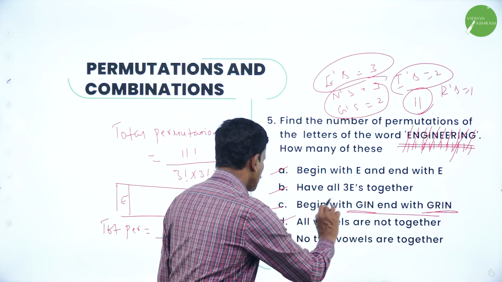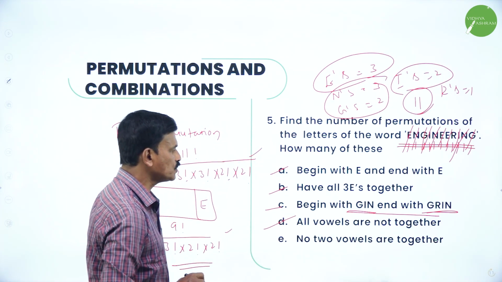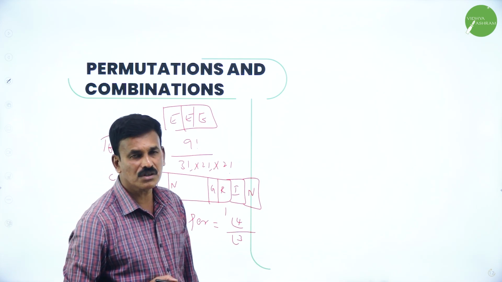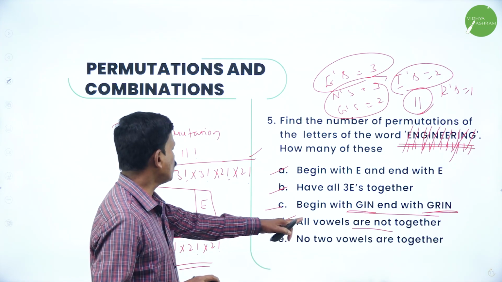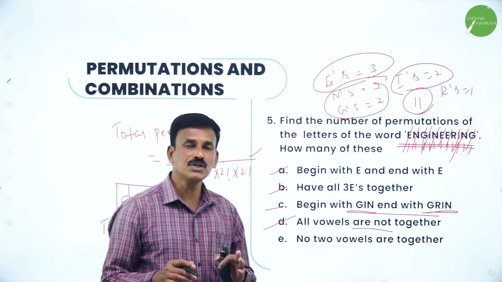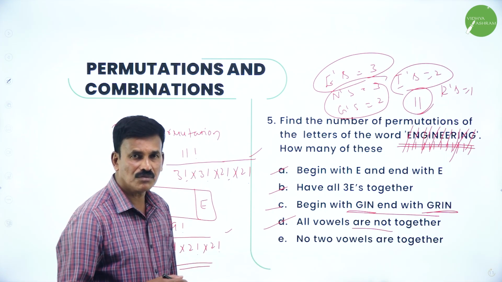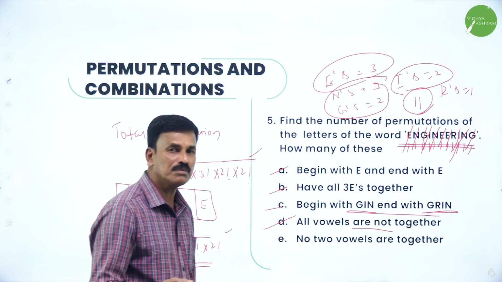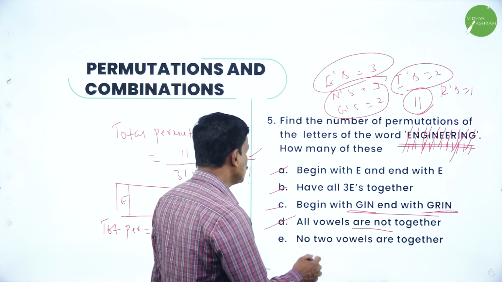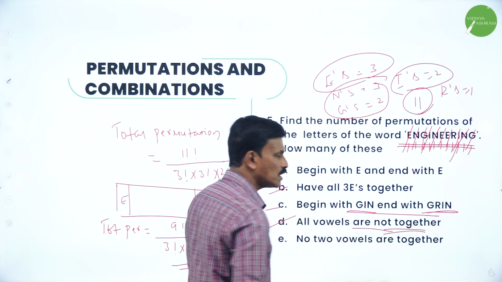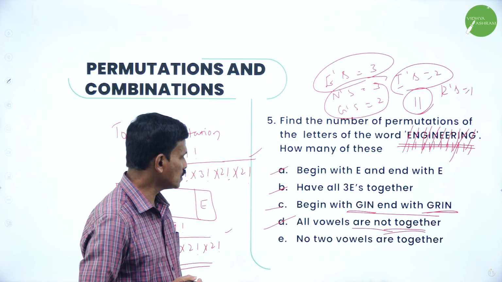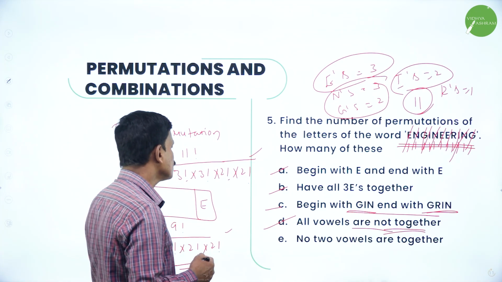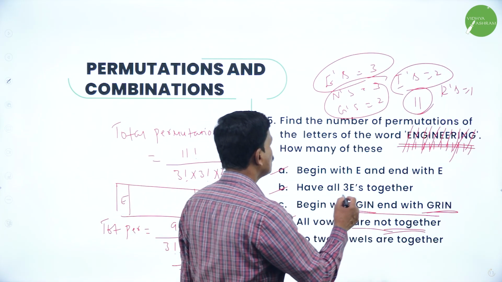Now move on to the next one. All vowels are not together. Just find out how many vowels are there, and to find when all the vowels are not together, find the number of permutations with all the letters minus the number of permutations with the vowels together. If you subtract this, you will get all the permutations of the letters in which the vowels are not together.